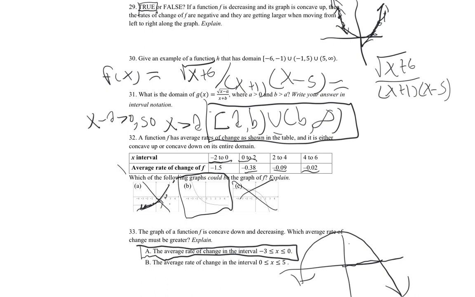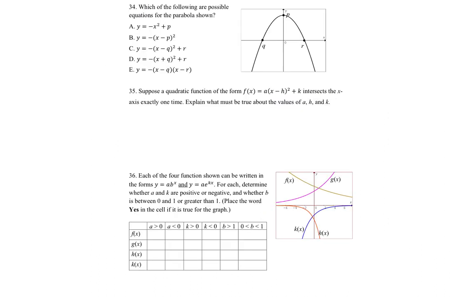And right, the idea of concavity is that it's concave down. So if we're decreasing and we move to the right, we'll be decreasing more than we were. So let's move to the next page. Question 34. Which of the following possible equations for the parabola is shown? So let's talk about B first.